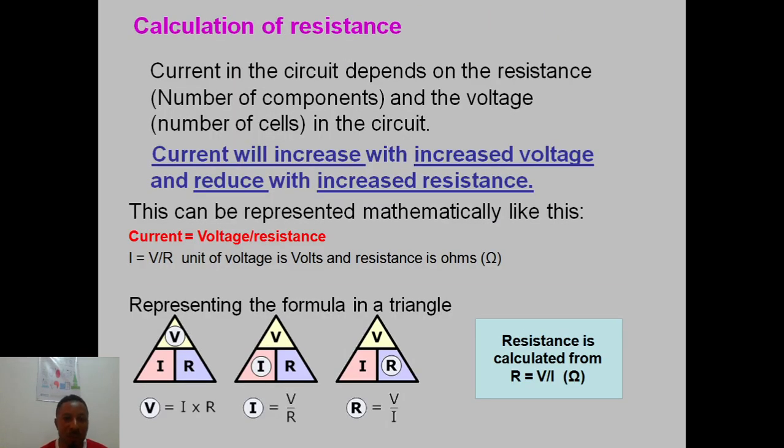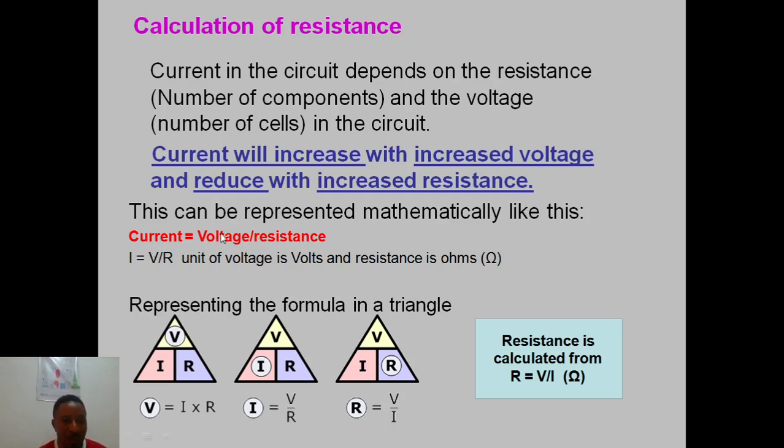So we can come up with that conclusion and a useful formula that is very important for us to use. Current in a circuit depends on the resistance, that is the number of components, and the voltage, that's the number of cells in the circuit. Current will increase with increased voltage, correct? But it's going to reduce when the resistance is increased, like what you have in the series arrangement. Current will increase when the resistance is reduced, like what you have in the parallel arrangement. So it's vice versa, right? It's inversely proportional. So with that, we can come up with this formula.